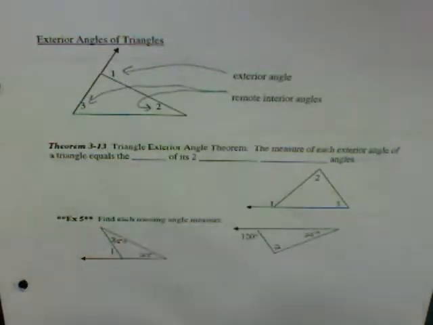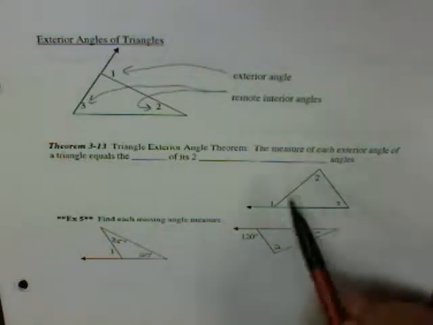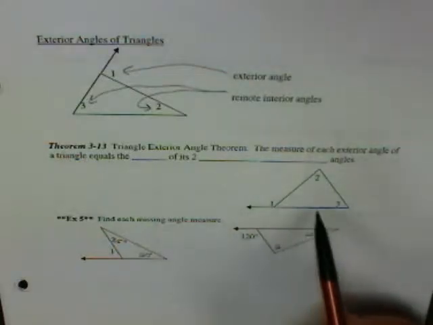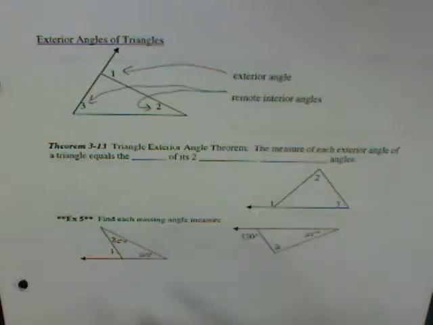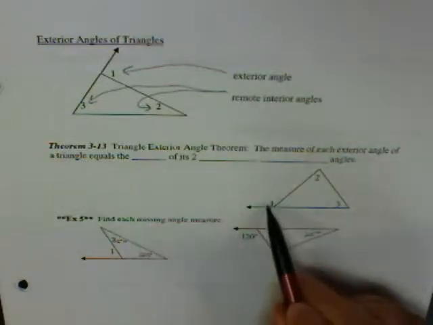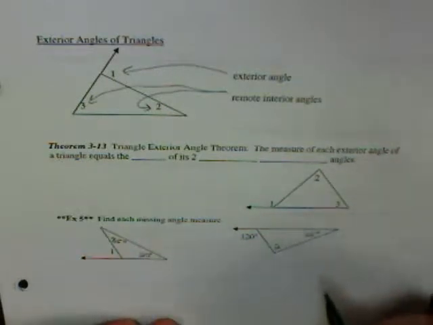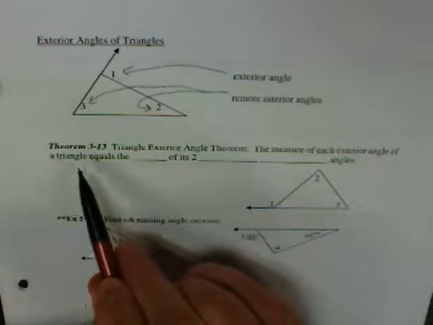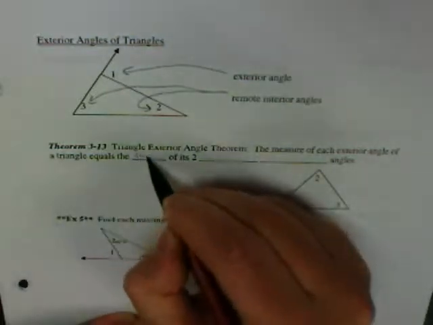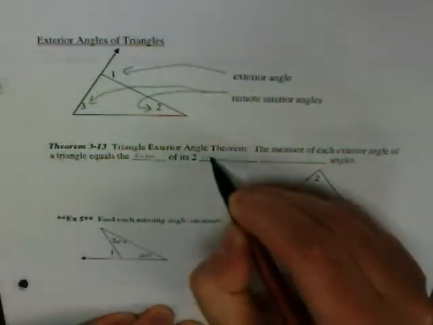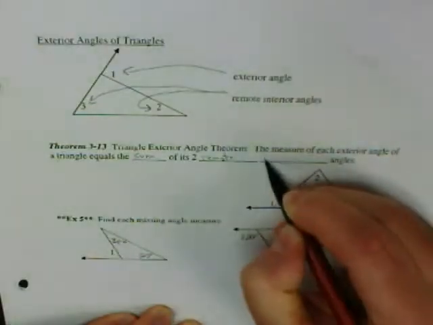And the whole reason why we have those new ideas is because here they are used in Theorem 3.13, the triangle exterior angle theorem. So here you have one line of the triangle drawn as extension to create an exterior angle, and 2 and 3 are the remote interior angles. So what this theorem tells you is the measure of angle 1 is going to be equal to the measure of those 2 angles added together. So the measure of the exterior angle of a triangle equals the sum of its 2 remote interior angles.